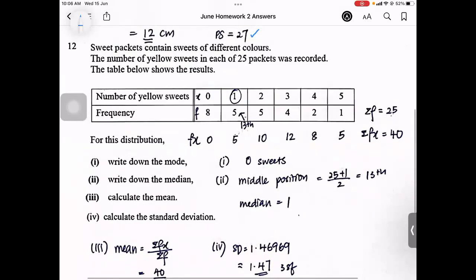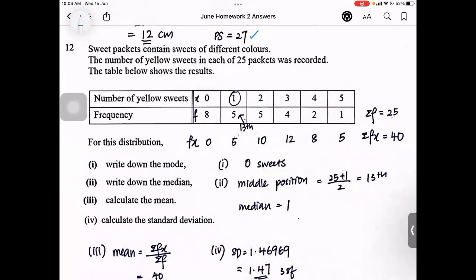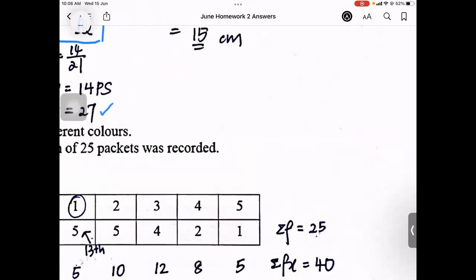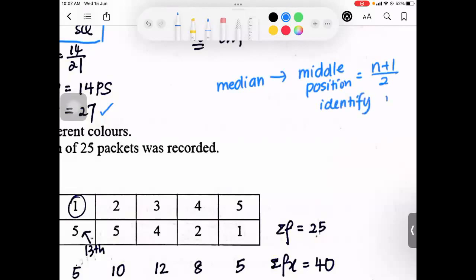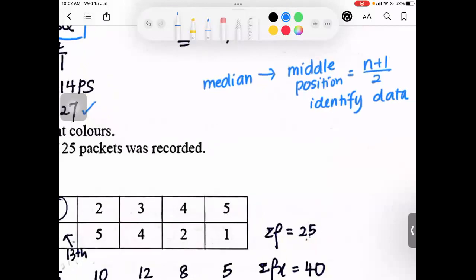Okay, next one, probability. Sweet packets, and then we have 25. So this one is Sec 2 work actually. You don't know whether you still remember. All right, Sec 2 work, let me refresh your memory a little. First one, to find the median. In order to find the median, you need to find the middle position. Median and mean are different, okay? Middle position is the total frequency plus 1, divided by 2. Then you go and identify the data value. Okay, that is for the median.